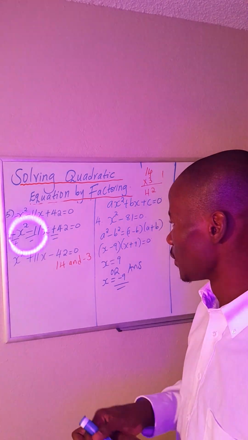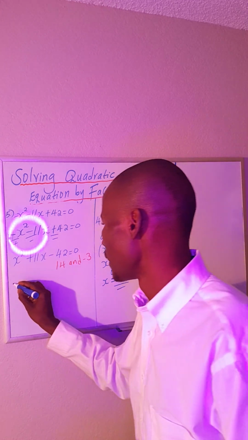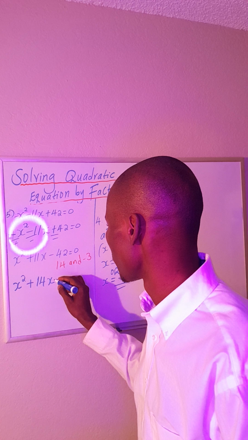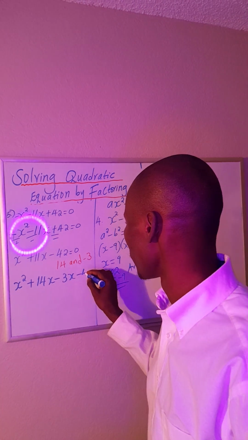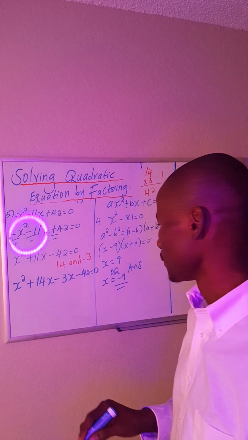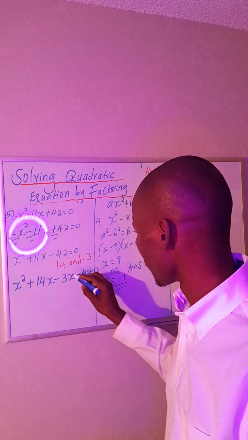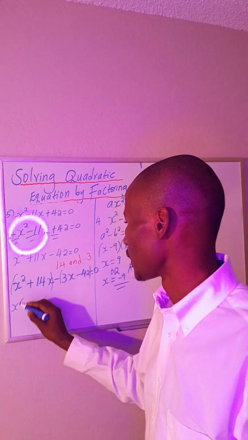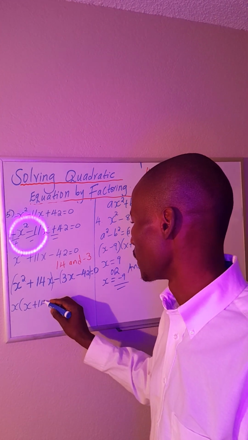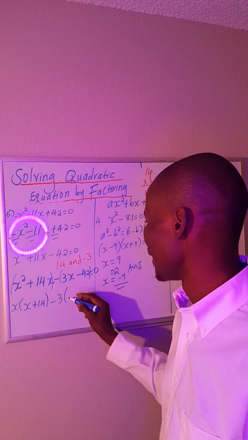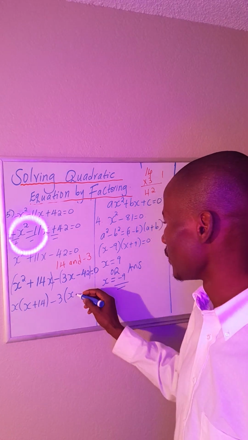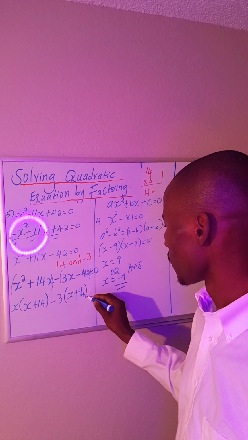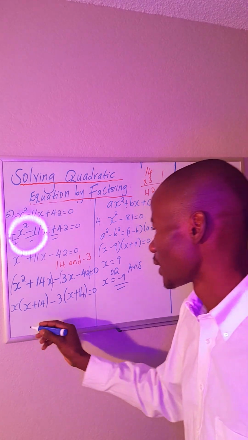Therefore, I'll use the two factors to expand this and say, I have x squared plus 14x minus 3x minus 42 is equal to 0. Now with that in mind, I'll go ahead and factorize this equation by grouping it into 2. Here x is a common factor, into x plus 14, close the bracket, minus 3 into x. Negative, it makes it positive. 3 into 42 is 14. Close the bracket.